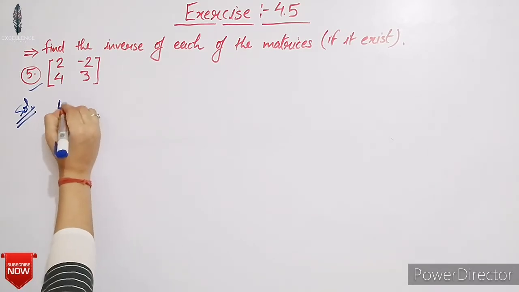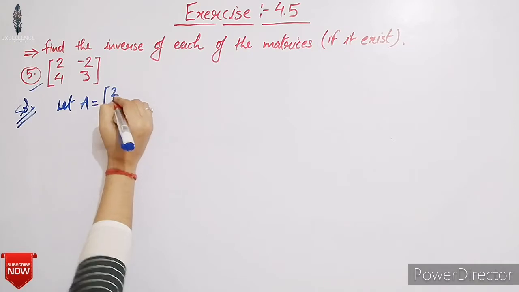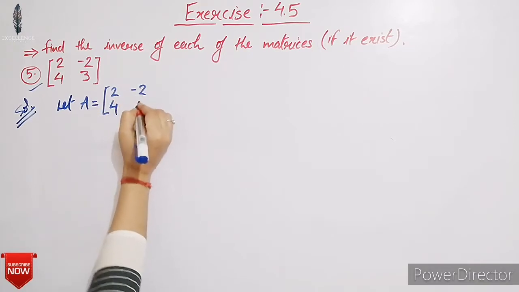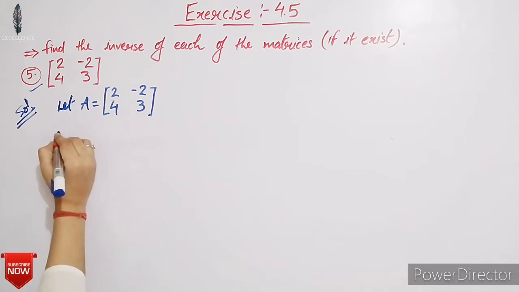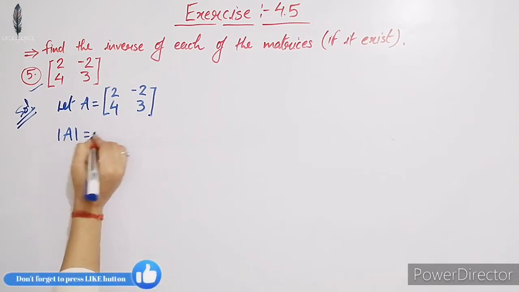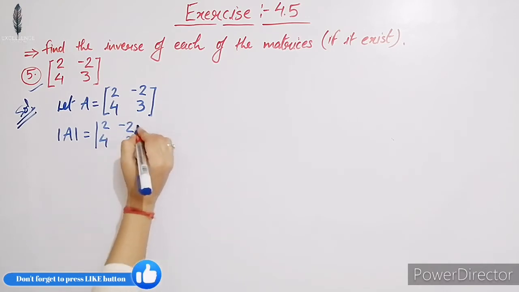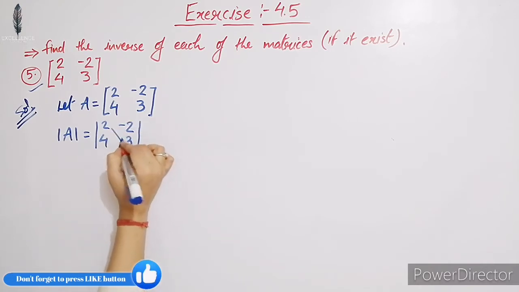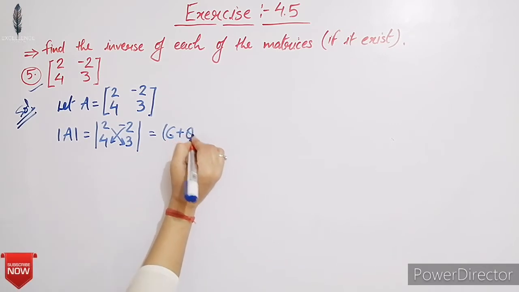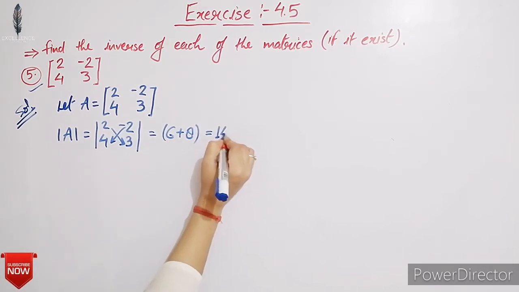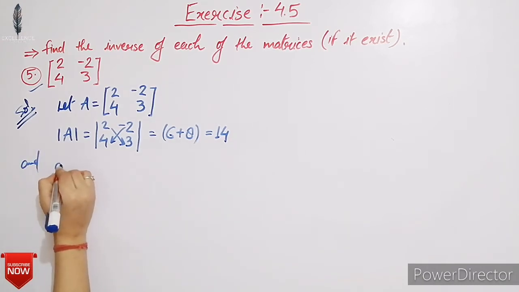Here we have a matrix of order 2. So let A equals [2, 4; -2, 3]. First, we have to find its determinant. So, determinant of A is equal to determinant of [2, 4; -2, 3]. It is equal to 2 into 3, that is 6, plus 8, which is equal to 14. So, its inverse exists.